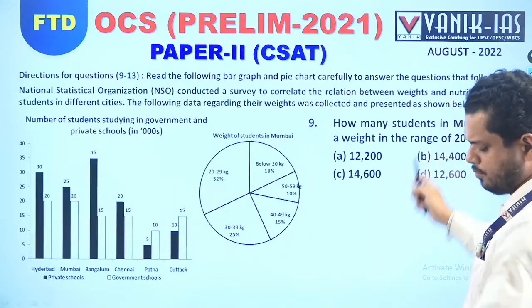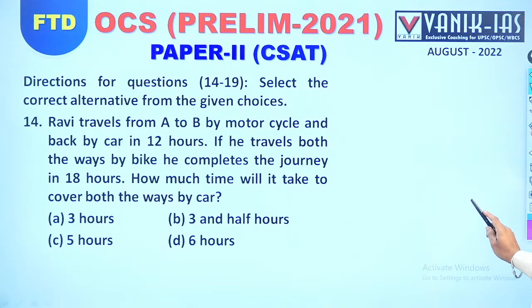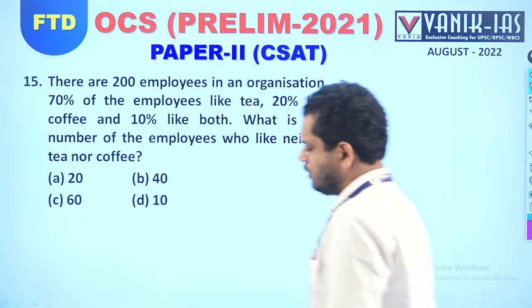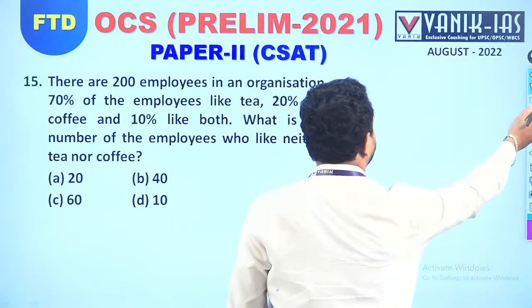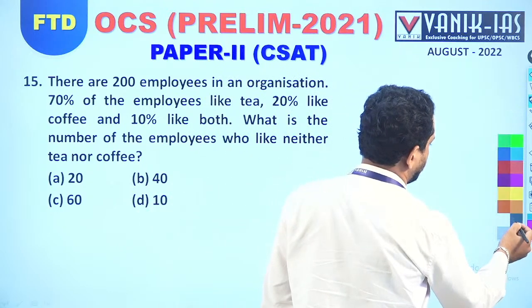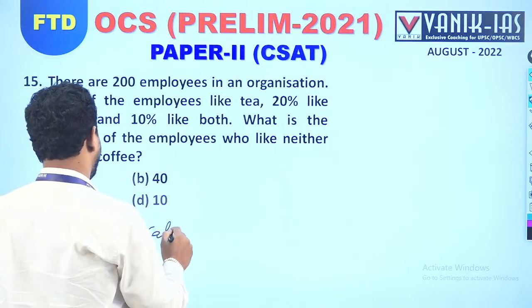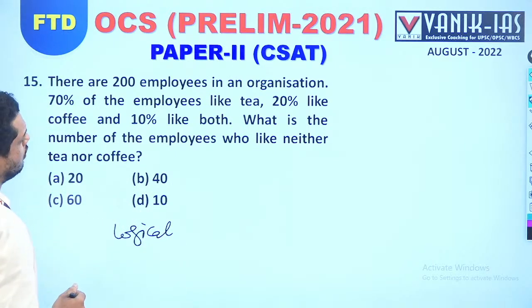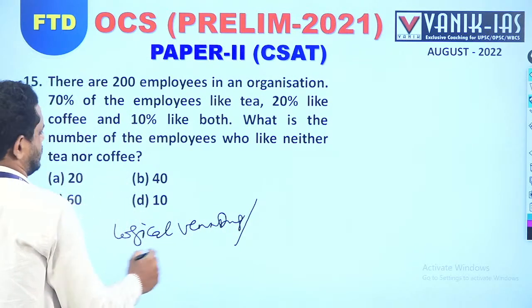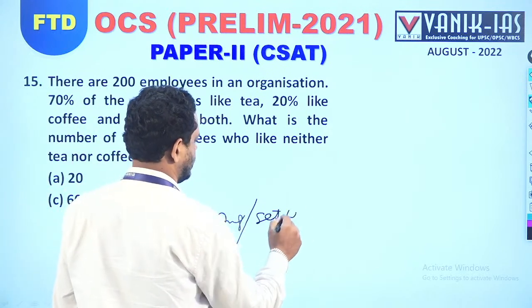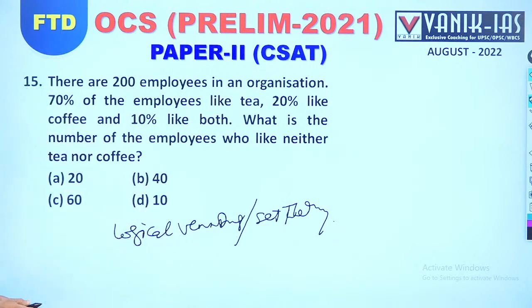Very first question from reasoning section is here. I can say this question is from logical Venn diagram, you can say, or you can say this is a set theory, as per your choice, because the same can be solved in both of the approach, right?